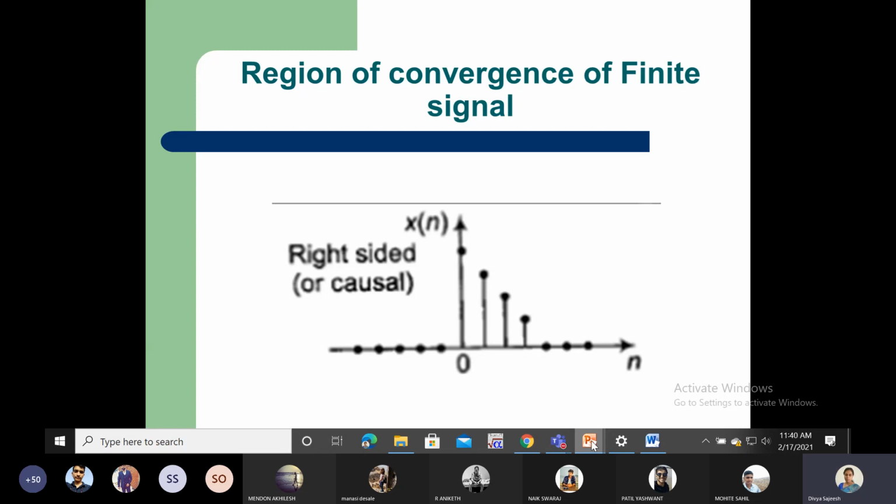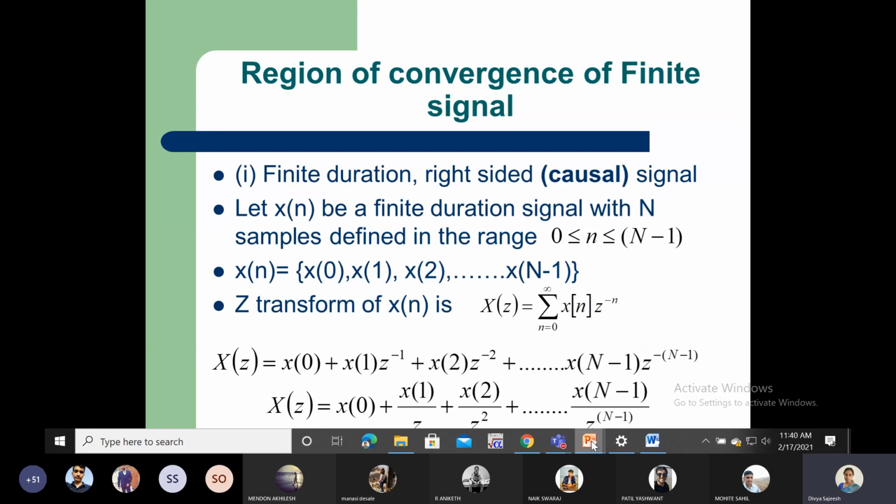Okay, so we have taken a few signals and tried to obtain the region of convergence, that is the region in which the Z transform of the signal can be obtained. So we have generalized the signal and tried to obtain the Z transform. So we have seen the right-sided signal, finite right-sided signal. Finite means the signal doesn't extend to infinity. So it is a right-sided finite signal. So since it is only right-sided, we can name it as causal signal.